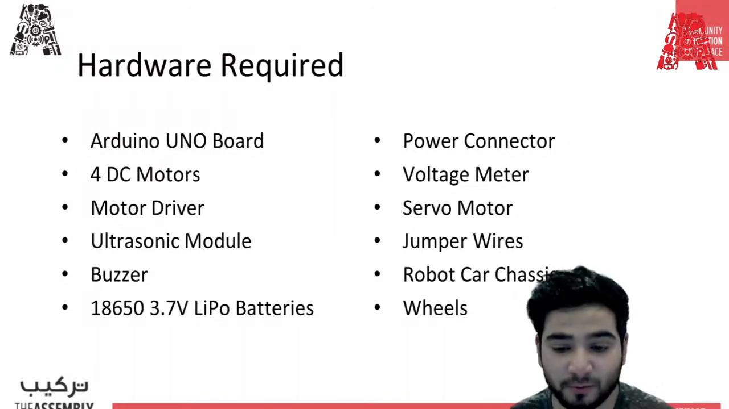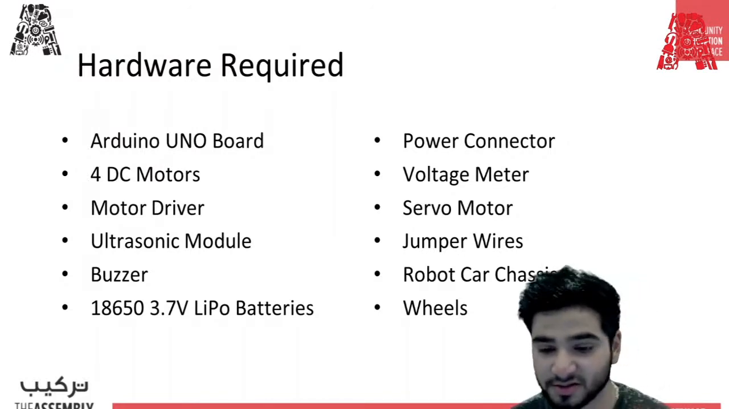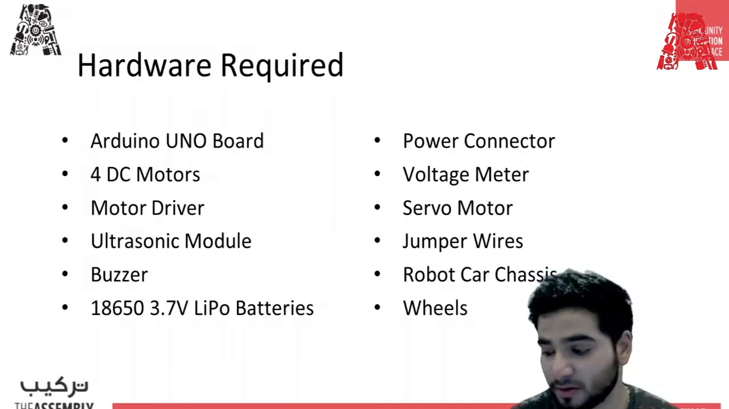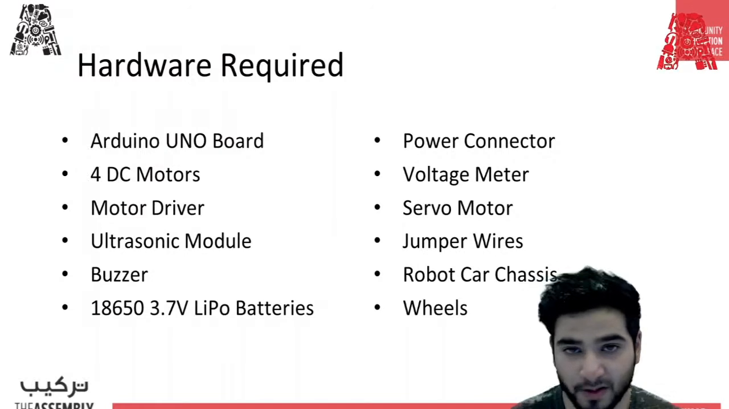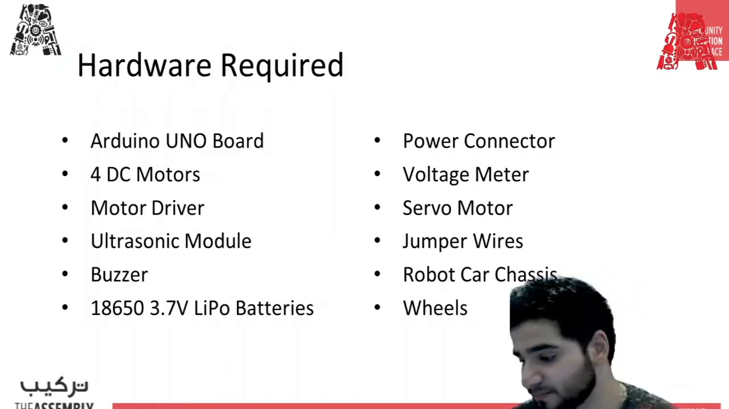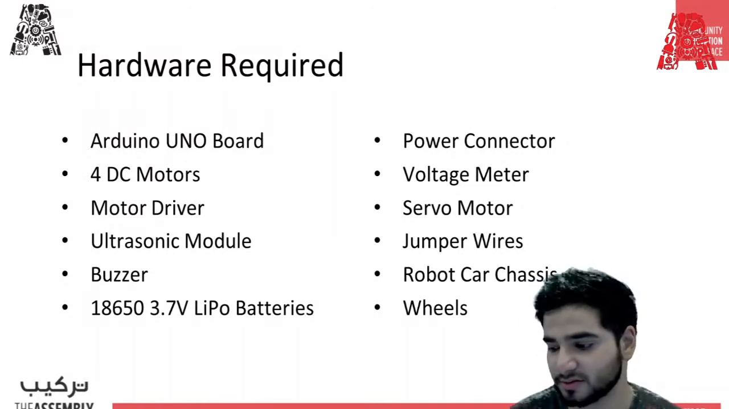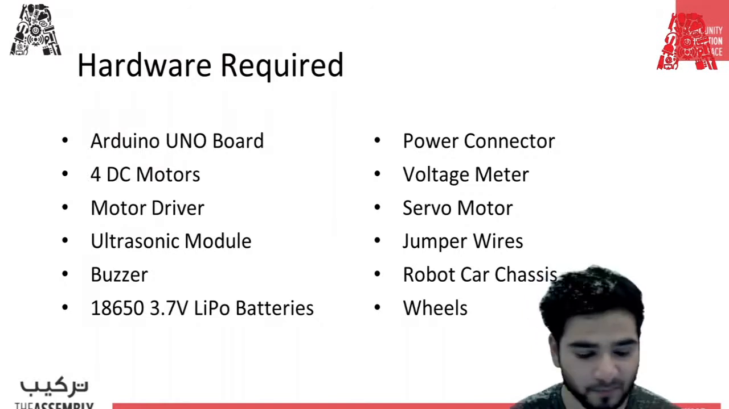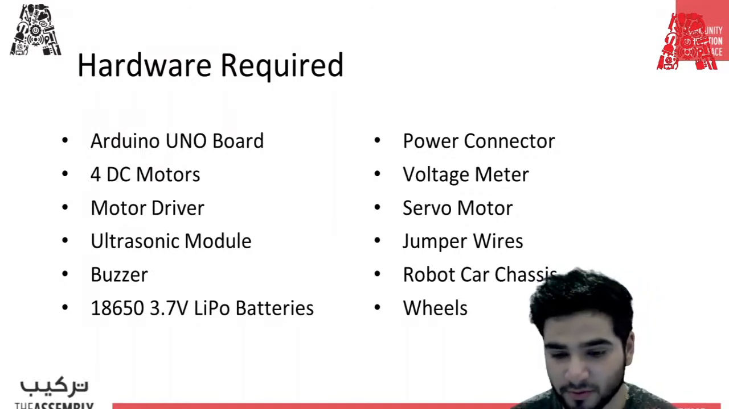Then we're going to use jumper wires to make the connections. Robot car chassis can be used to mount all the elements together, and you can either 3D print them or purchase them online. It's all the design part, it's up to you. And then we need 4 wheels to enable movements.